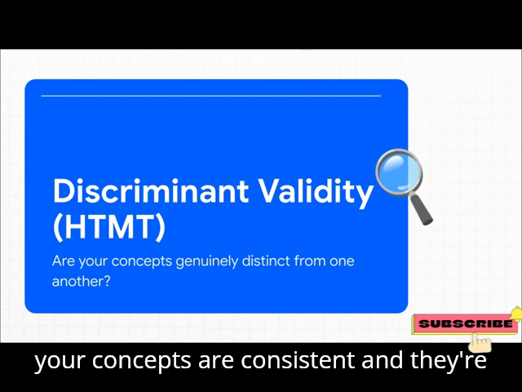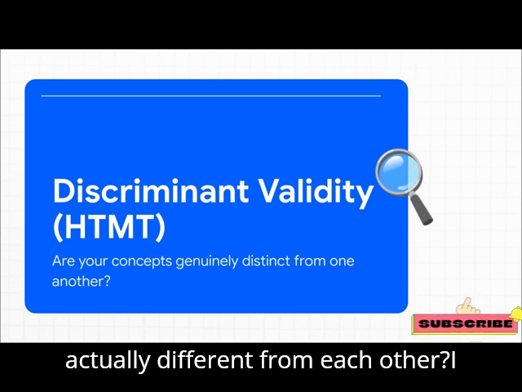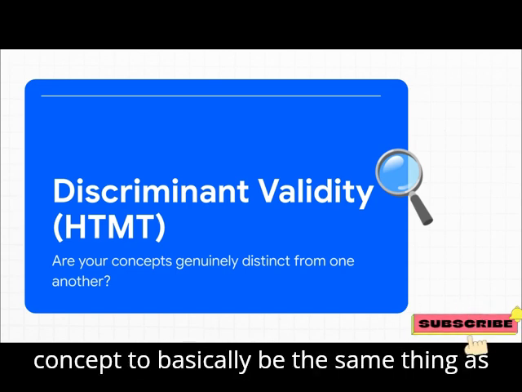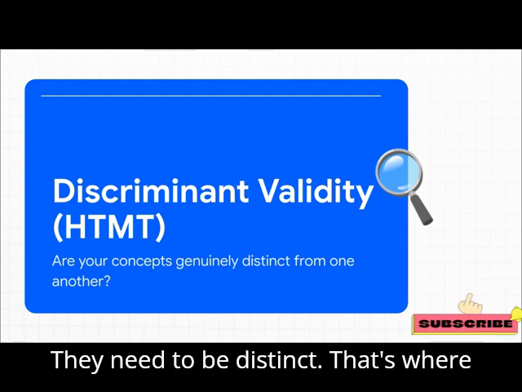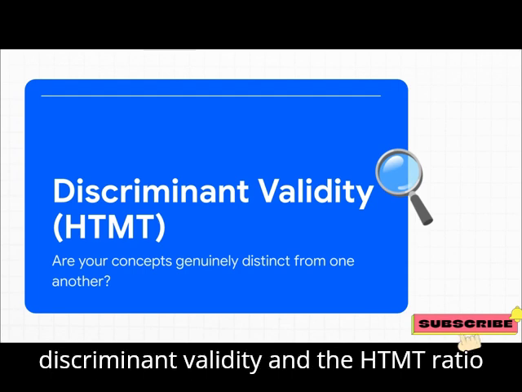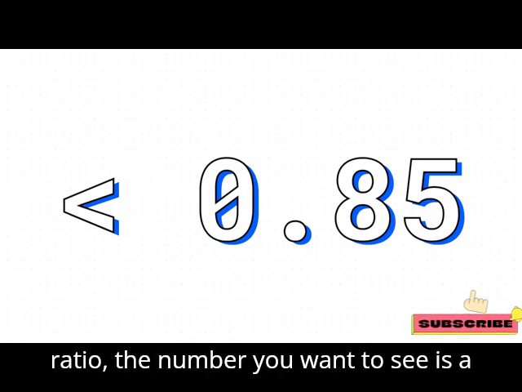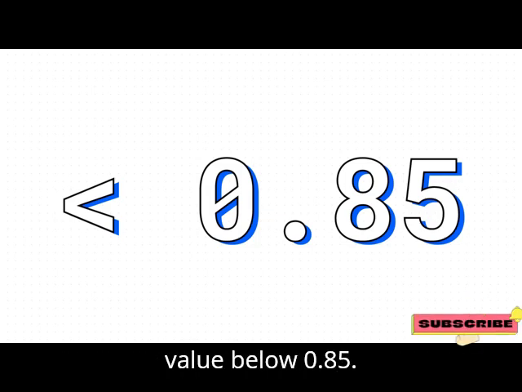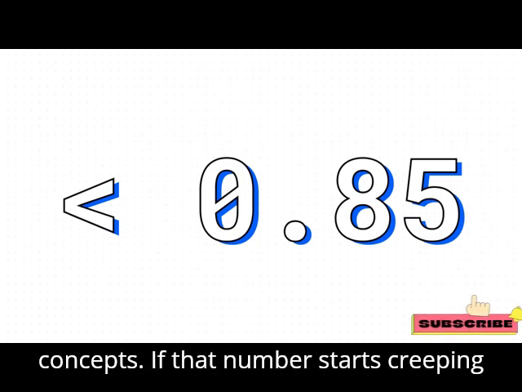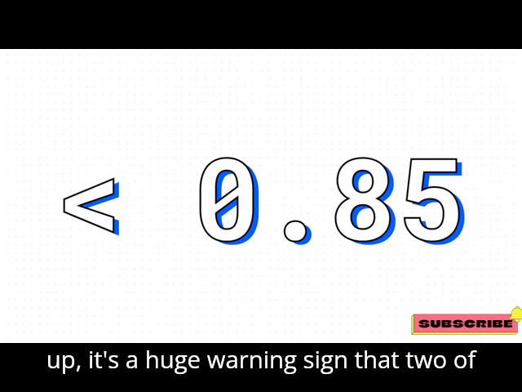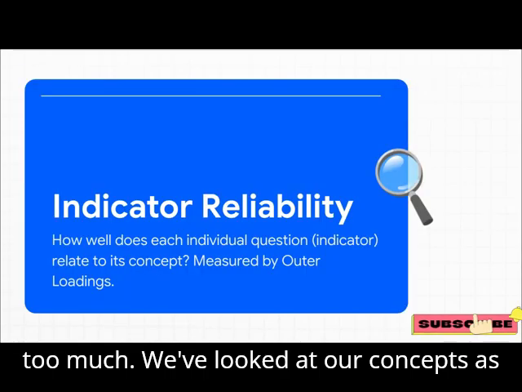So your concepts are consistent and they're well represented. Awesome. But are they actually different from each other? I mean, you don't want your brand loyalty concept to basically be the same thing as your purchase intention concept, right? They need to be distinct. That's where discriminant validity and the HTMT ratio come into play. For the HTMT ratio, the number you want to see is a value below 0.85. Think of it like this: you need to have enough clear daylight between your concepts. If that number starts creeping up, it's a huge warning sign that two of your concepts might be overlapping way too much.